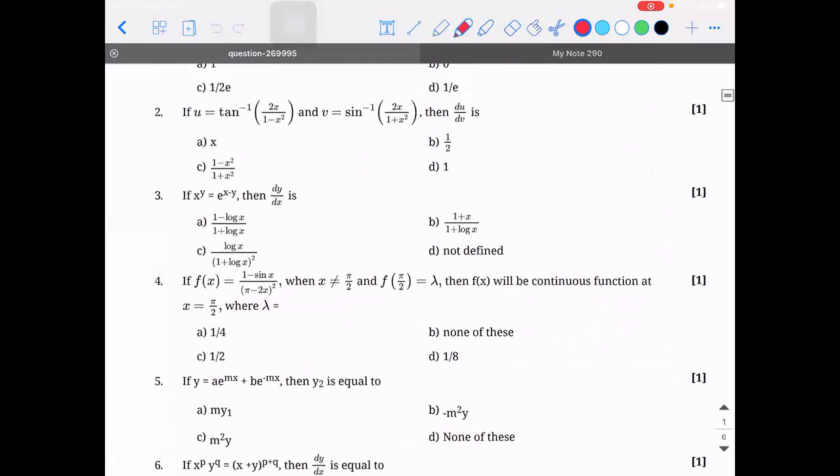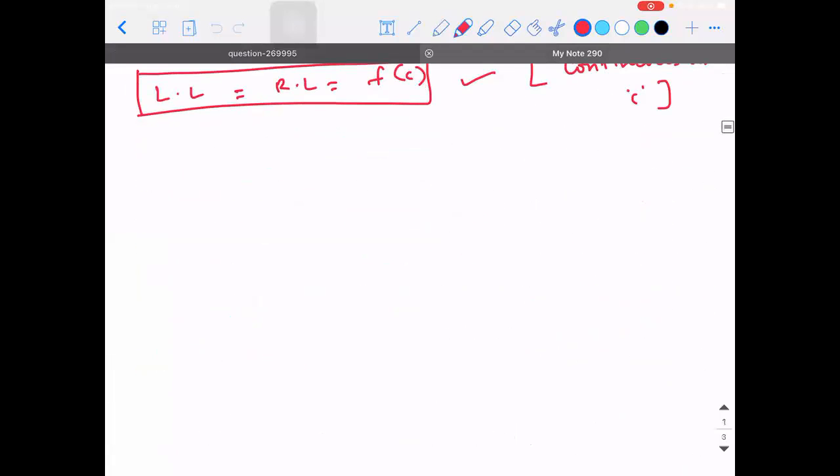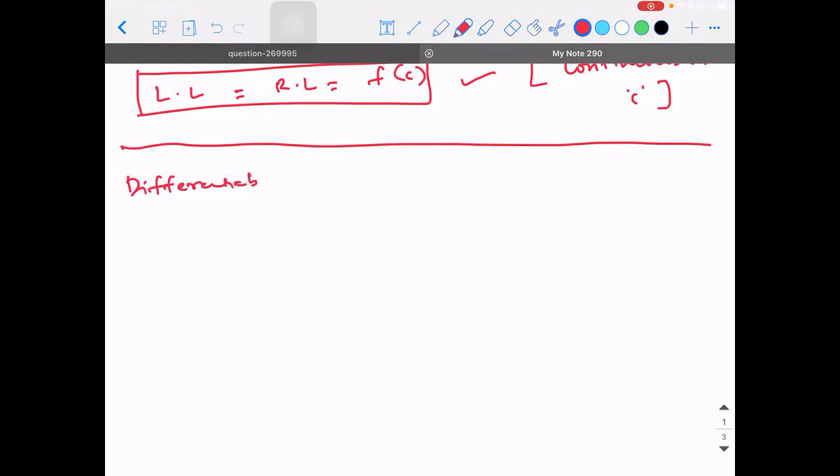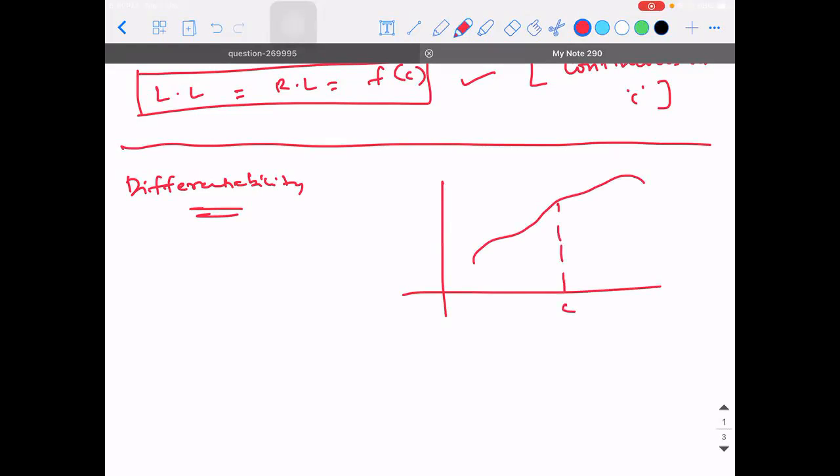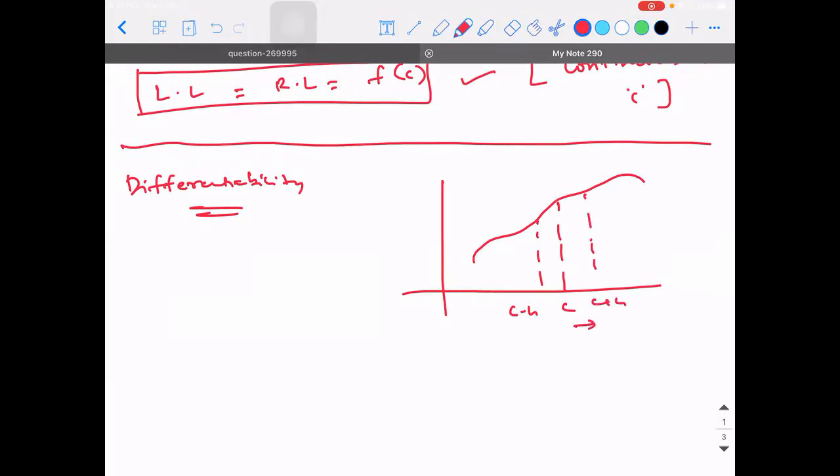Okay. If you want to check the differentiability, what are we supposed to do? Anybody who can tell me how to check the differentiability of a function? So first and foremost thing is a function, for it to be differentiable, it has to be continuous, no doubt about it. So for it to be differentiable, what are the mathematical conditions that it needs to follow? So if I take a function like this, if this is the point C, then this will be C minus h, and this will be C plus h, where this distance is h.